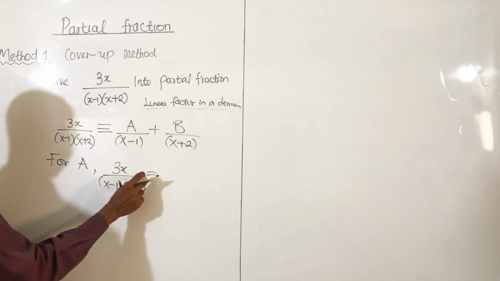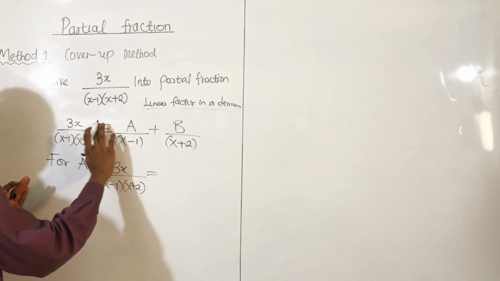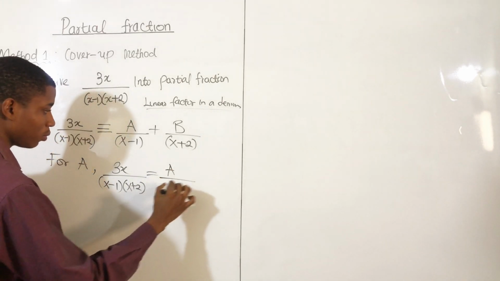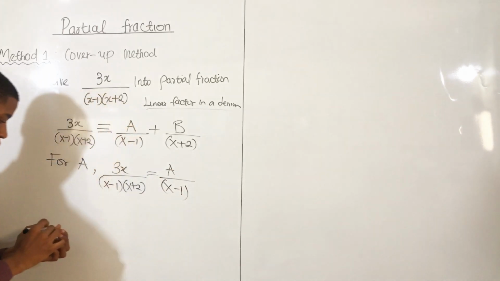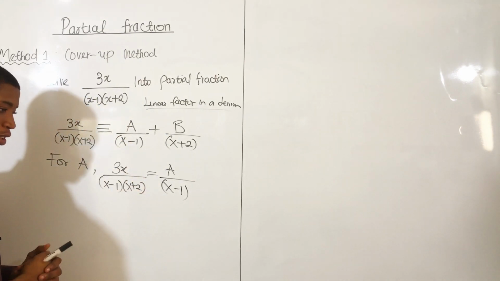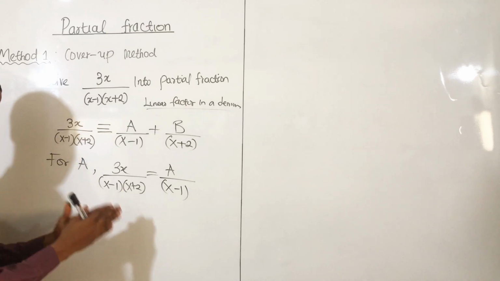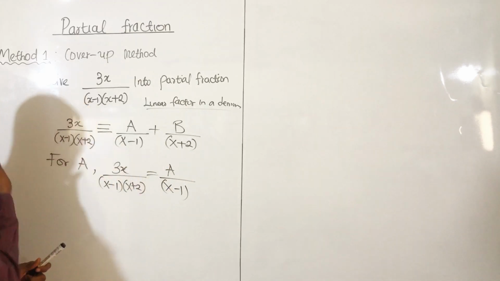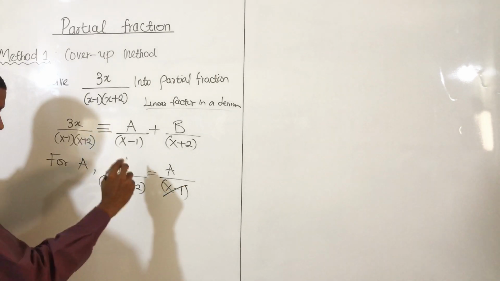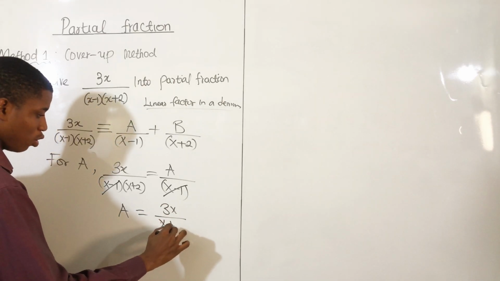Now it becomes equal because what we did here, we assumed. For the cover up method, as we cover up this, it will go out and we're left with those two, with the equality sign. So of course, equal to a over x negative 1. Now what did you notice? The denominator of a in this case is x negative 1. So when you compare these two, this will cancel one of these, right? You're now left with a is equal to 3x over x plus 2.